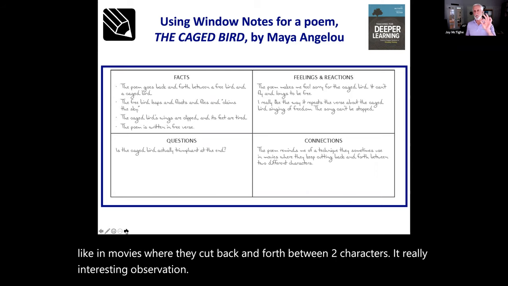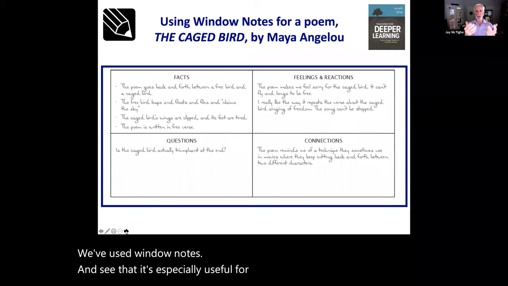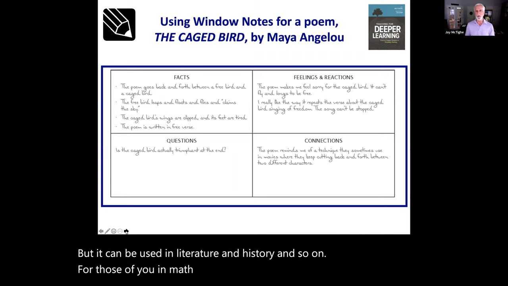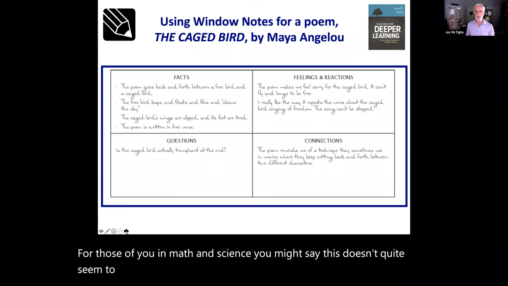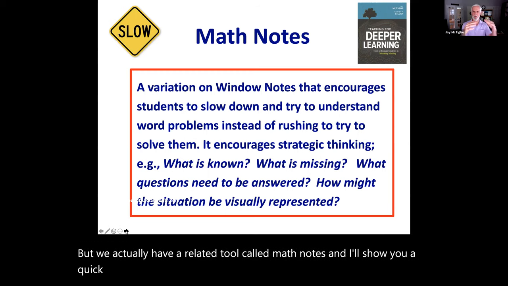Now, we've used window notes and see that it's especially useful for informative text or lecture, but it can be used in literature and in history and so on. For those of you in math and science, you might say this doesn't quite seem to fit, but we actually have a related tool called Math Notes. And I'll show you a quick example before we have a meeting room pause for your conversations.